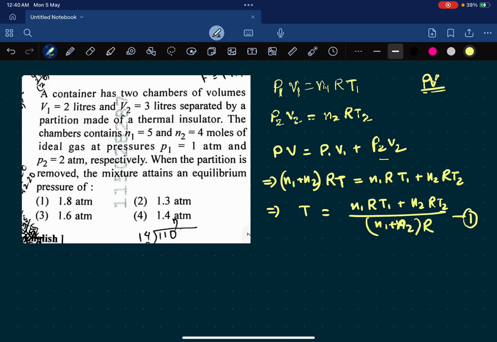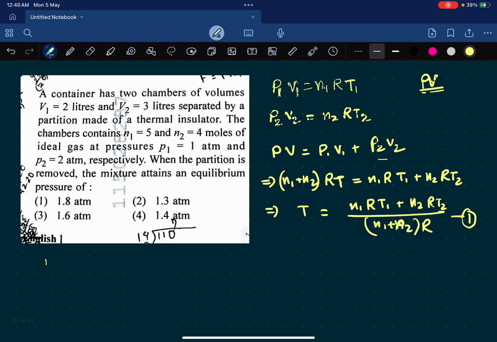Okay, and after that, let us write down that after mixing, the mixed pressure and mixed volume is equal to the total number of moles times R multiplied by T. I have to calculate this particular P. So P equals N divided by V, R multiplied by T. What is N? N is the total number of moles, which is N1 plus N2, and the volume will be V1 plus V2. And what is T? T, as we have calculated from here.